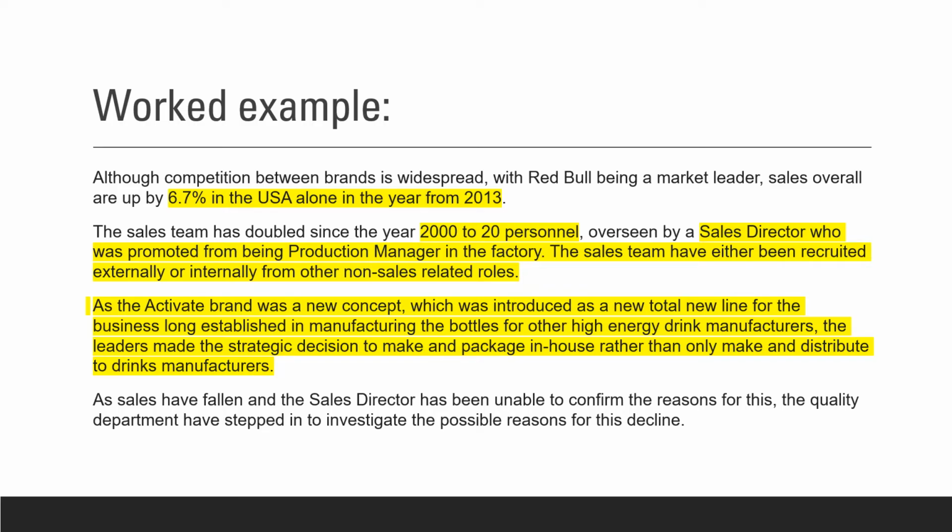Sales have fallen, and the sales director has been unable to confirm why. The quality department have now stepped in to investigate the possible reasons for this decline. Now, it's very important to highlight any important figures that you have been given. Note that the information about the sales director might be important as it gives you the background about any previous roles that he has had, which might be relevant later. And it might be important to refer to the history of how the product was made later, and also the history of the business as being a manufacturer.